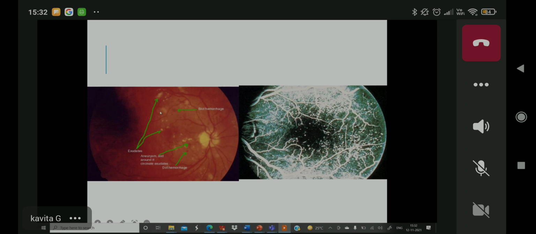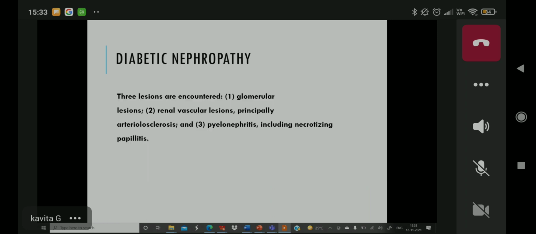And then when these become very, very big, they're called cotton wool exudates. Okay. So over here you can even see the aneurysm around it. So basically this vessel has dilated by itself. You can just remember dot and blot hemorrhages along with exudates. Now, very long, must say, diabetic nephropathy.